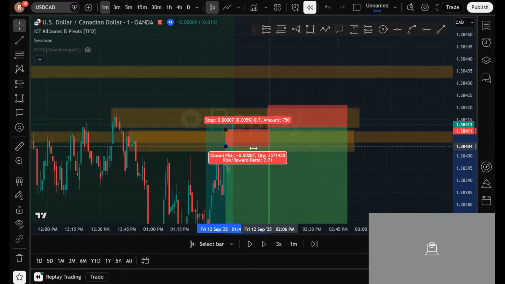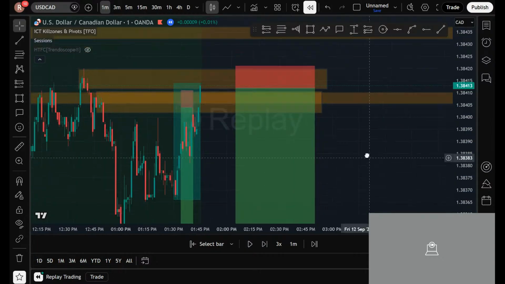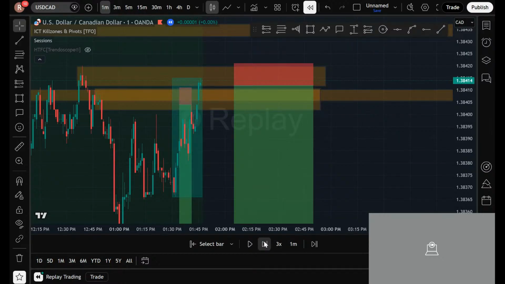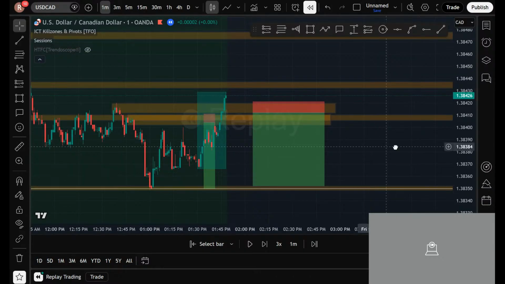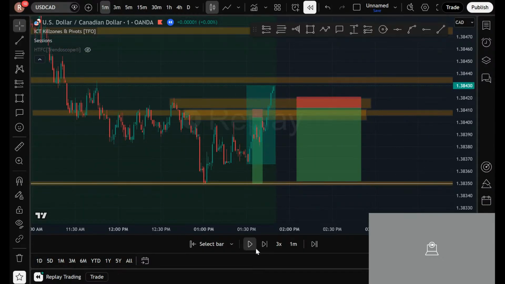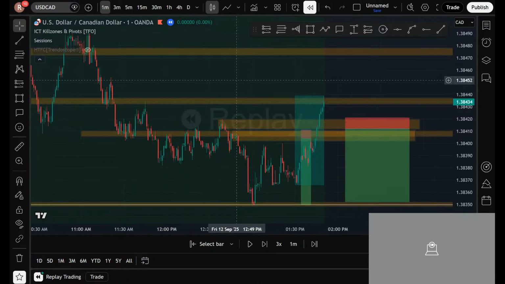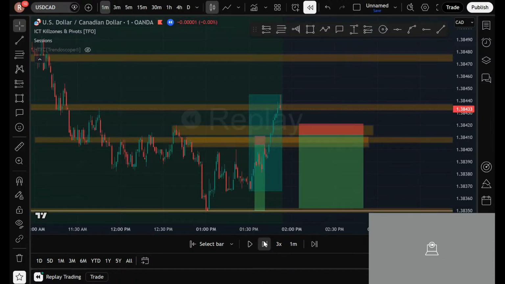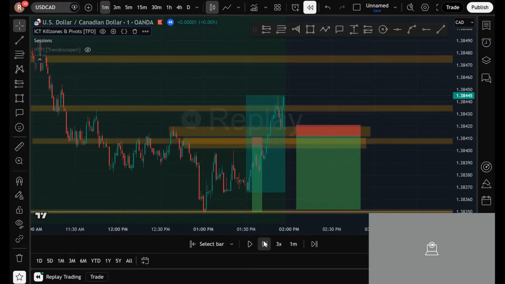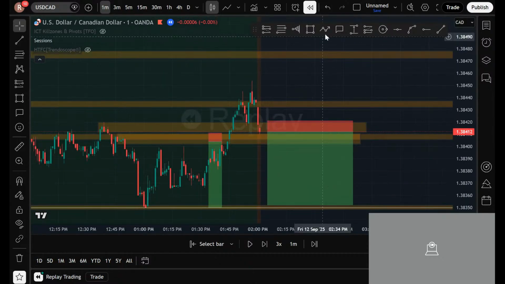So this got stopped out, so I have to use this order flow. This also got stopped out, so I don't have any order flow left from where I can sell. Is this the order flow? No. So this is my order flow now.